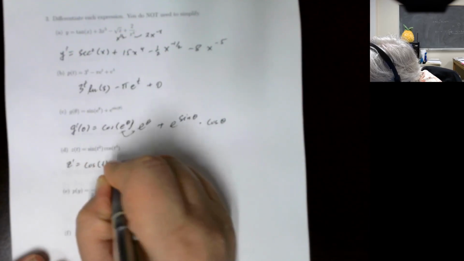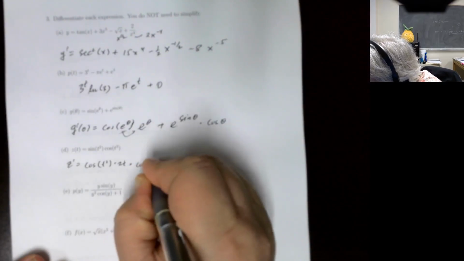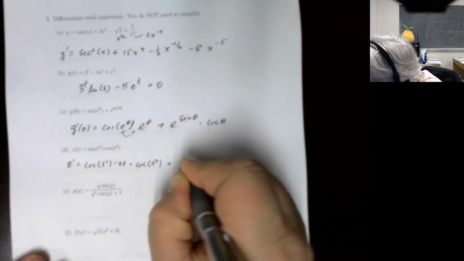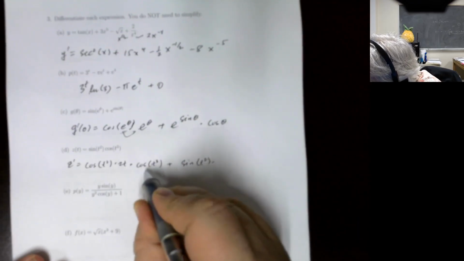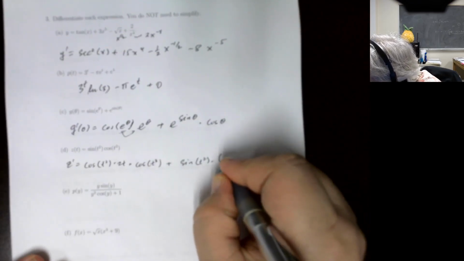Good. Sine of t squared cosine of t cubed. This is a product rule. So z prime is going to be cosine of t squared times 2t. That's the derivative of the first function times the second function, cosine of t cubed, plus the first function, sine of t squared, times the derivative of cosine of t cubed, which is minus the sine of t cubed times 3t squared. Good.